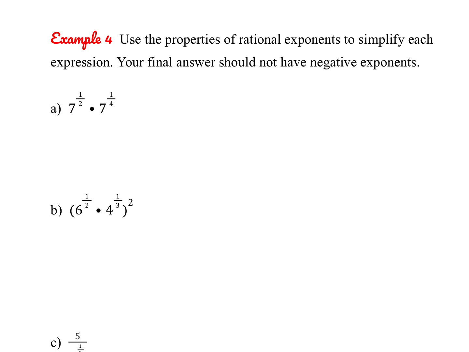So for this first one, I see that I'm multiplying two terms. They are both base 7, so I know that I'm going to use my property to add the exponents. So I have 7 to the power of 1/2 plus 1/4. Now here I can see that my denominators are not the same, so I'm going to need to multiply this fraction by 2 over 2. So this becomes 7 to the power of 2 over 4 plus 1 over 4, and now I can add those up. So 7 to the power of 3 over 4. And that will be my final answer.